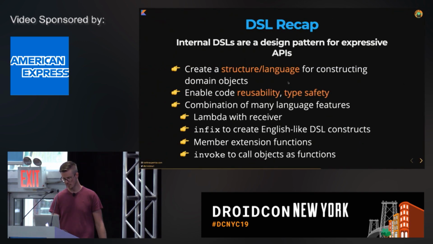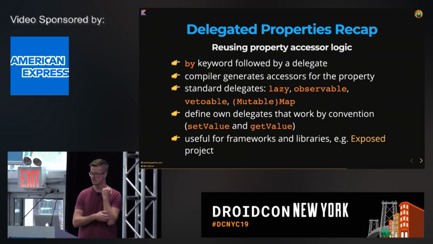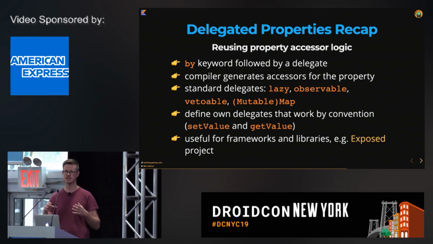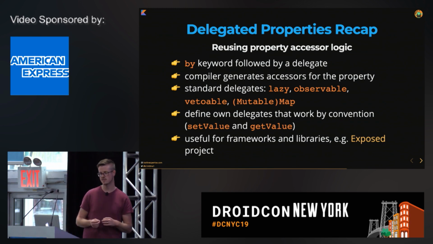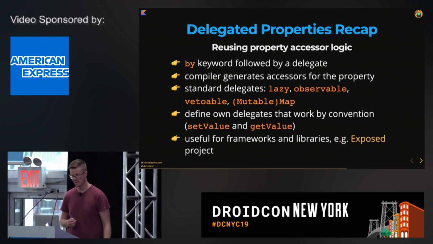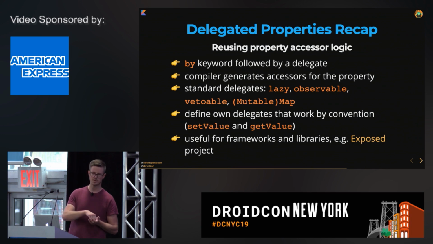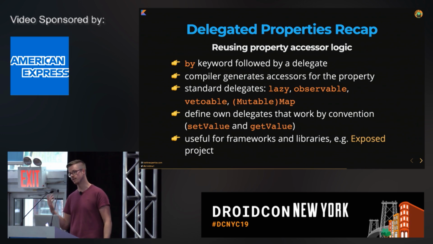Right, so delegated properties, as I said, they let us reuse property accessor logic. So we can basically extract the logic into some class and reuse it in our code in multiple locations. And as I said, the by keyword is always followed by the delegate. So if you see the by keyword, it's about delegation. And if you think about what the by keyword does, the compiler will basically create an instance of the delegate and then delegate to this class, literally.